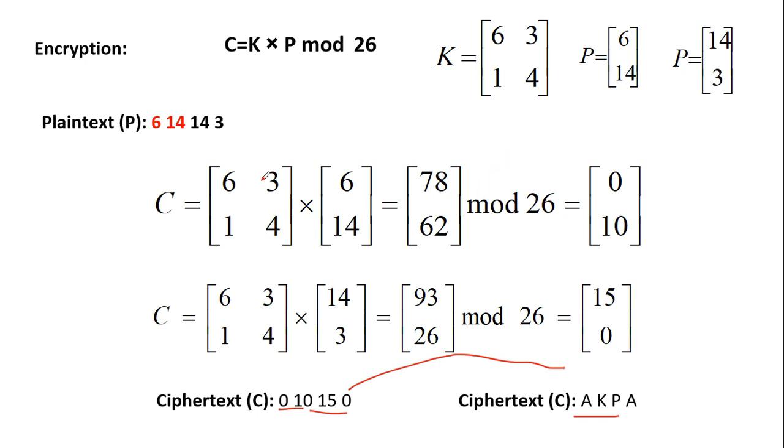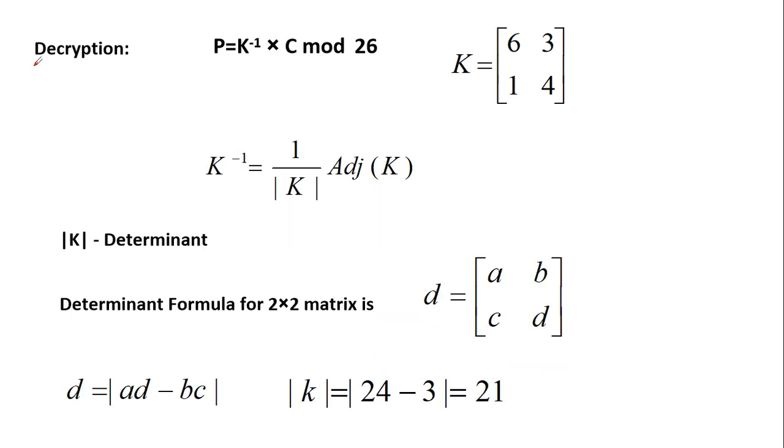Now the matrix inverse must be present, then only we can go for the decryption. The decryption step is P equal to K inverse times C mod 26. Now we will concentrate on how to find the inverse of this matrix in modulo 26. Now our K is 6 3 1 4. The K inverse formula is 1 divided by the determinant of K times the adjoint of K. We will first find the determinant.